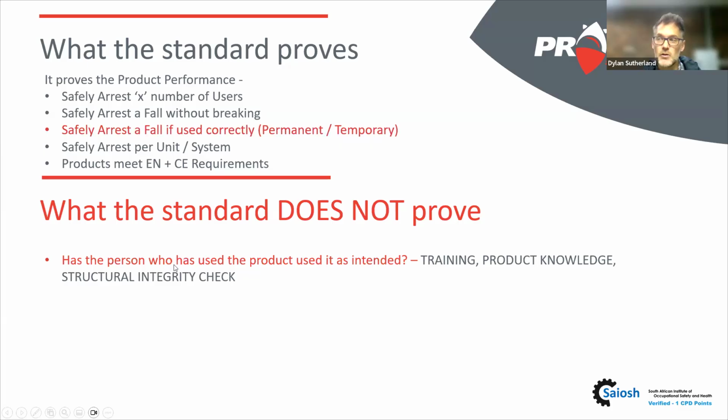Has the person who has used the product used it as intended? Meaning, if I use a sling on a structure that is sharp, am I using it correctly? Or a structure that has heavy rust, am I using it correctly? No, I haven't. Probably I might not have had the right training. I might not have the product knowledge. I might not have done a structural integrity test.